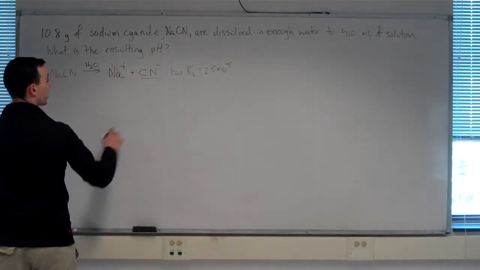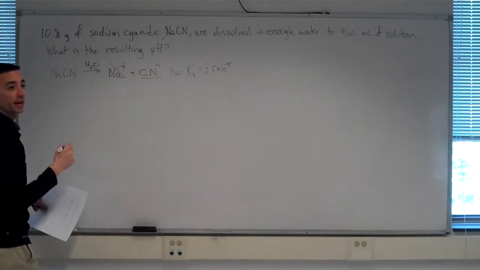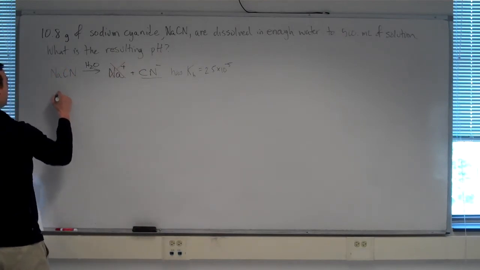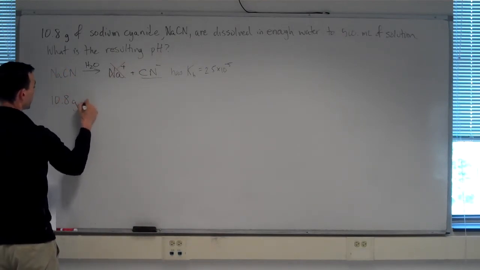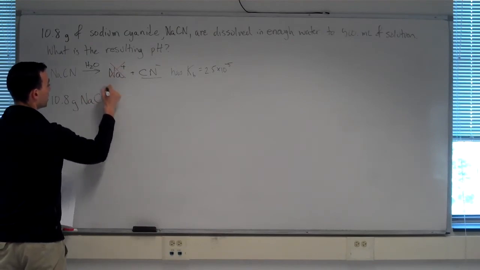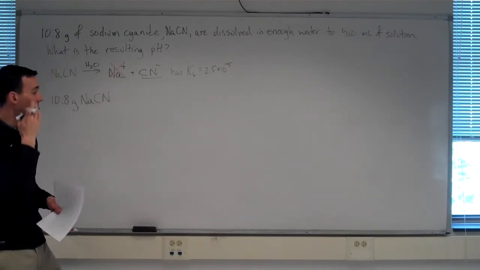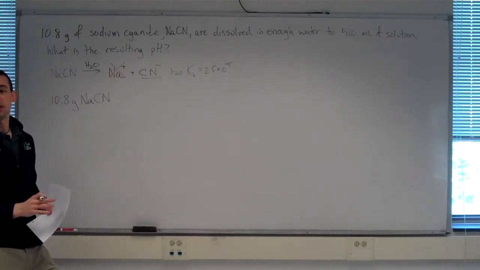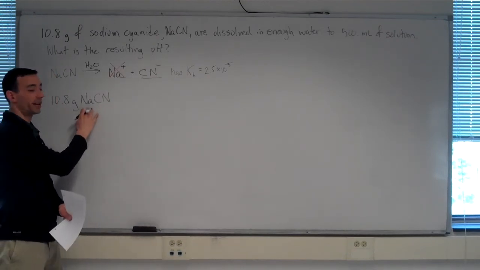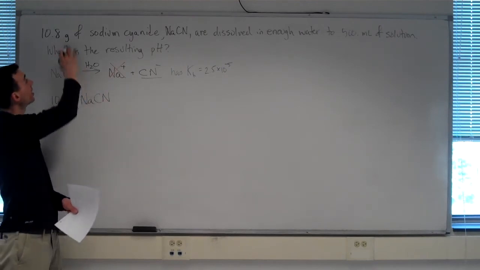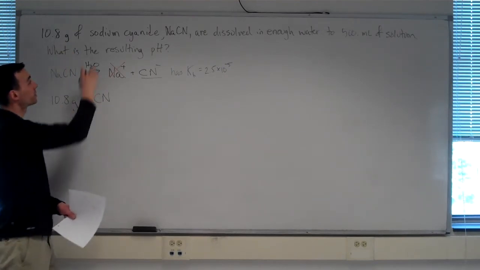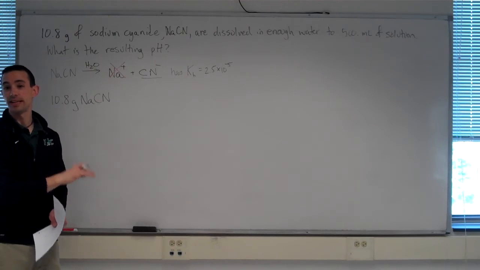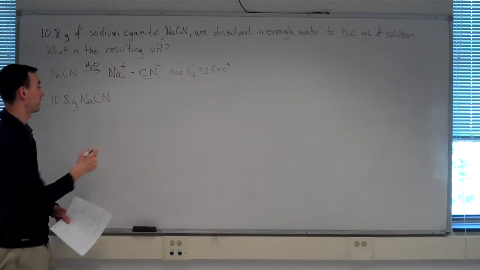Now we also need to figure out, well, how much cyanide ion do we have? What's the concentration? So now we have to do our stoichiometry. While I'm going to ignore the sodium when it comes to the pH calculation, I cannot ignore it when it comes to the mass, because some of this 10.8 grams comes from sodium that's in there. So I can't get rid of it yet. And I'll show you how we do that.